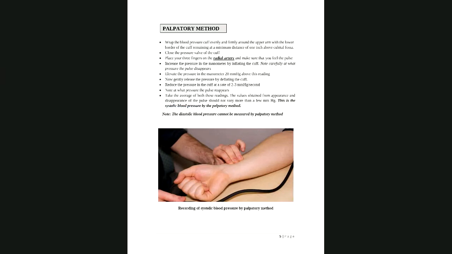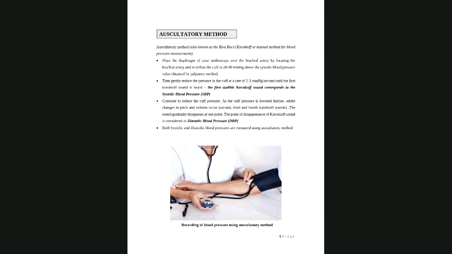So the palpatory method is done like this. You will be feeling the pulse, then you will be increasing the pressure, then you will be noting the point where the pulse disappears, raising the pressure to 20 millimeters more than that value, and again releasing the pressure till the pulse reappears. That point you will be taking as the systolic blood pressure. Now you do the next method, which is the auscultatory method. In the auscultatory method, you will be using the stethoscope, and then you will be recording it.